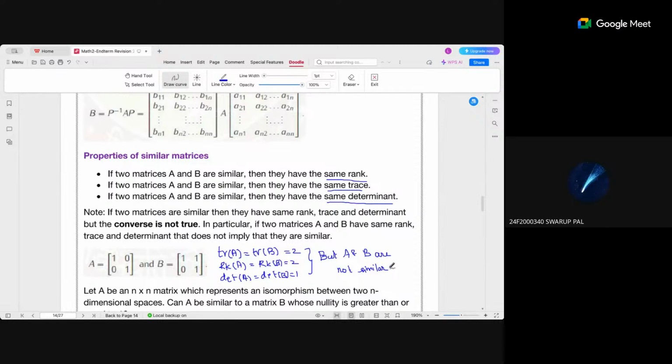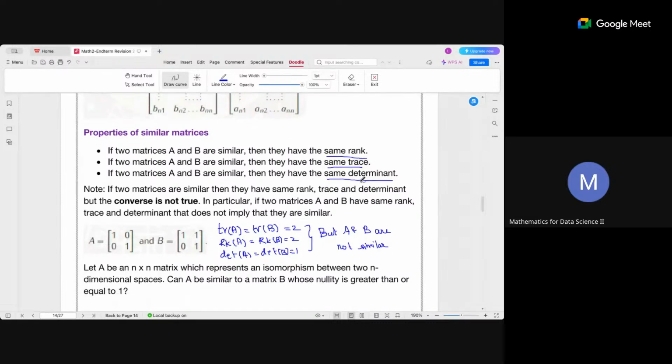Ma'am, if A and B are similar, can we say nullity is also the same? Yes, because rank is the same, nullity is also going to be the same. Okay. Fine.